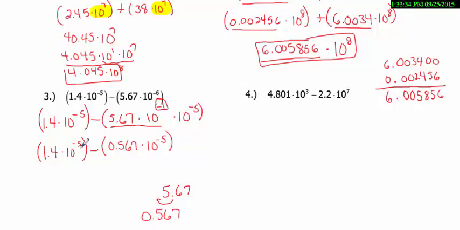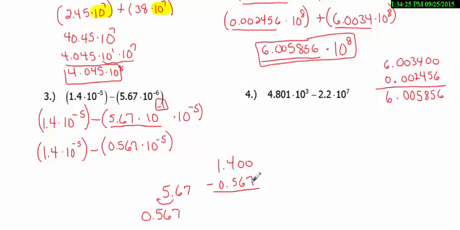Now you notice we have equal exponents, negative 5, and what are we going to do with our coefficients at this point? Well, we're going to do whatever the operation in the question says to do. It is a subtraction question, so we are going to subtract the coefficient. So I'm going to have 1.4, and I'm going to subtract 0.567. I need to make sure my decimals line up, so I'll put the decimal here, 5, 6, 7. We do need to add 2 zeros for placeholders.